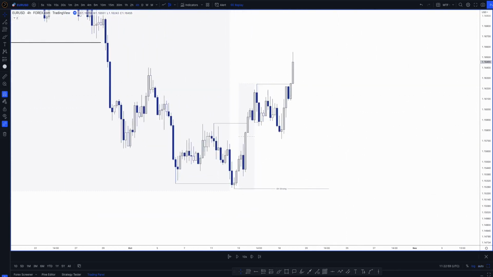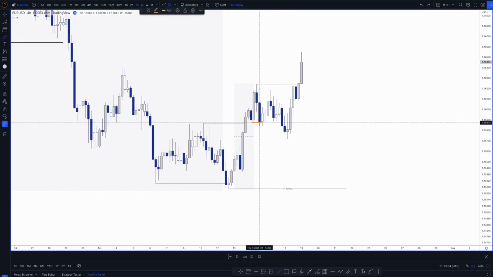So what did we do? We waited for the M15 to shift bearish. Now, in this instance, you will see that 4-hour fractal low, that 4-hour bearish CHoCH, what was that?